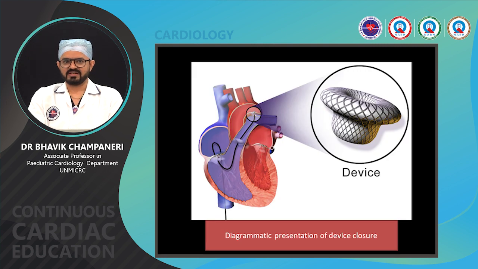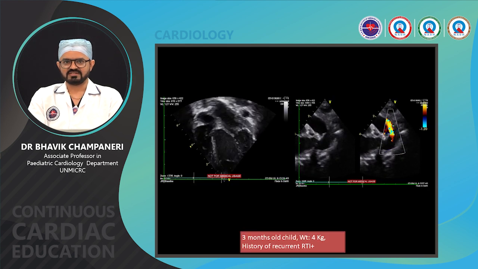So this is a diagrammatic presentation. As you can see, this catheter has gone from the femoral vein into the inferior vena cava. It has gone through the right atrium, right ventricle, through the pulmonary artery. The patent ductus arteriosus is crossed, and it is being occluded with this device, which is Amplatzer duct occluder type 1.